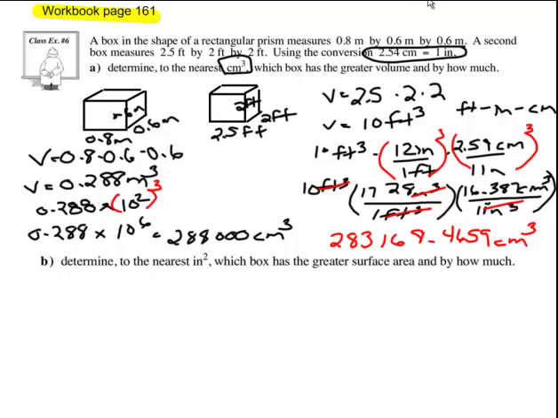So they want you to say which one has a greater volume and by how much. Well, if you have a look, the first box has a greater volume, and to determine how much, I just subtracted the two numbers, and I determined it was more by 4,831, depending on where you rounded to, point 5 centimeters cubed.